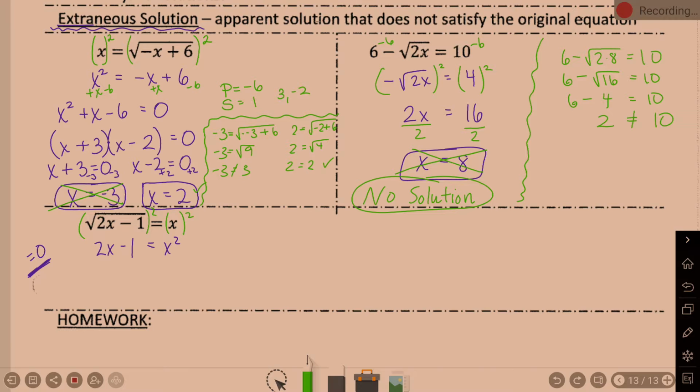And then subtract the 2x and add the 1. So then I officially end up with 0 equals x squared minus 2x plus 1. Now I'll take two parentheses. x squared goes to x and x.